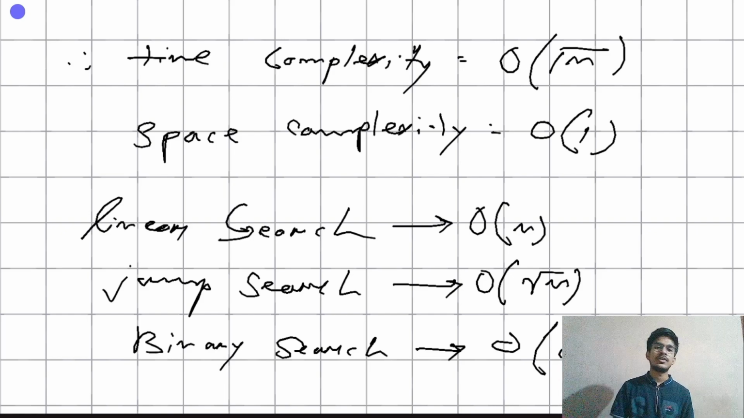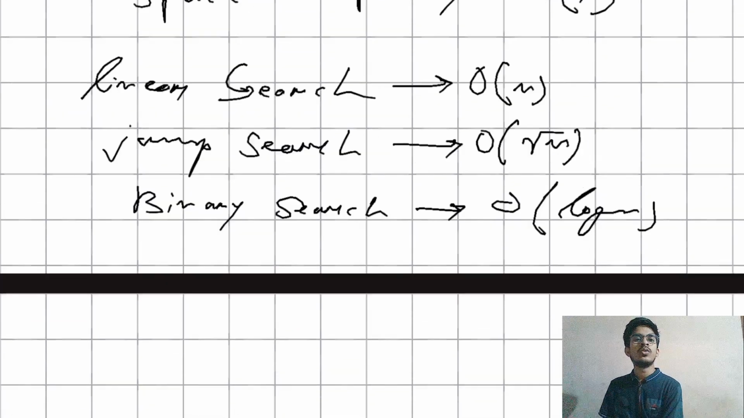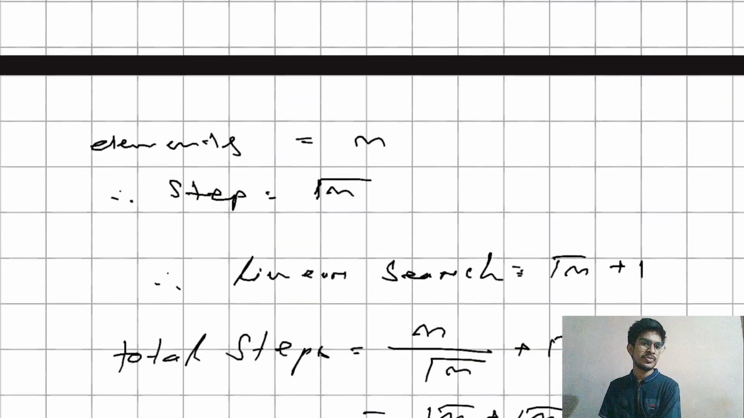In some cases, where the number of comparisons matter, sometimes jump search is better than the binary search. Sometimes, not all the time. But in most cases, jump search is less efficient than the binary search. Okay, that's the whole explanation of the jump search.